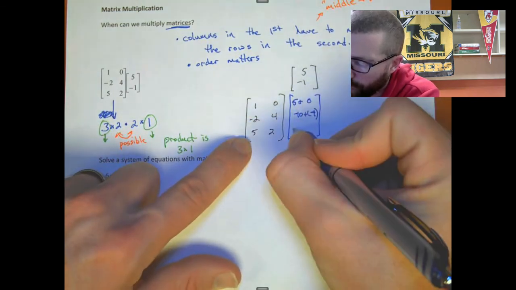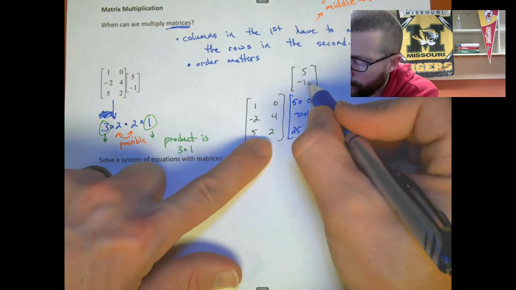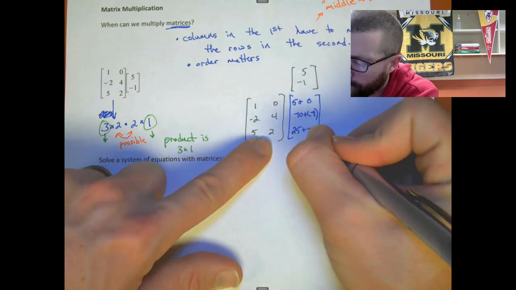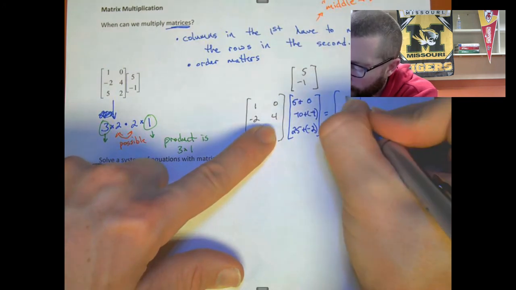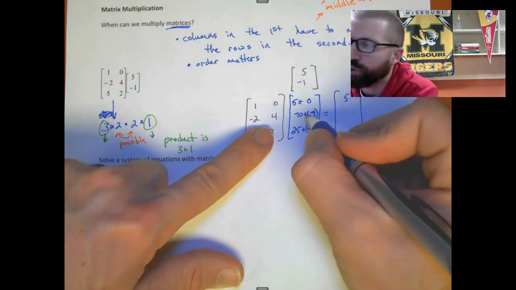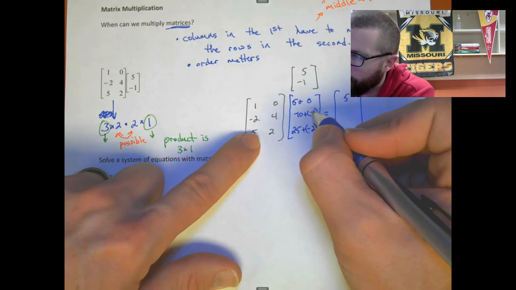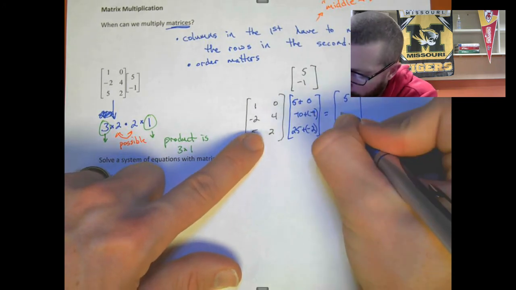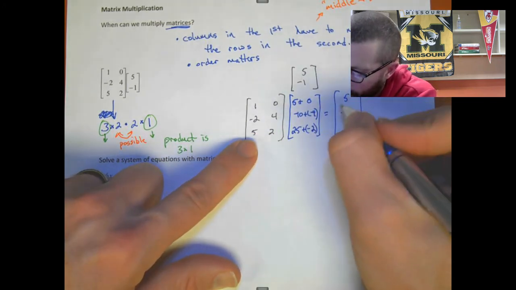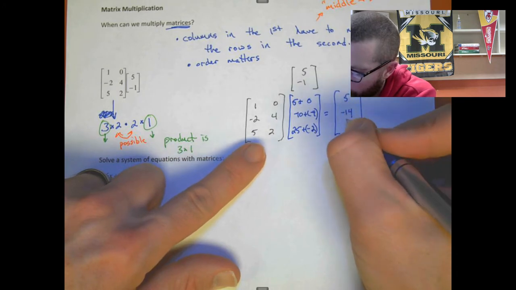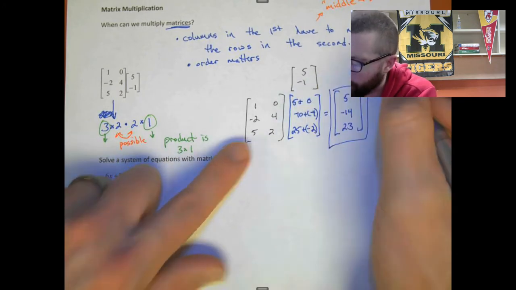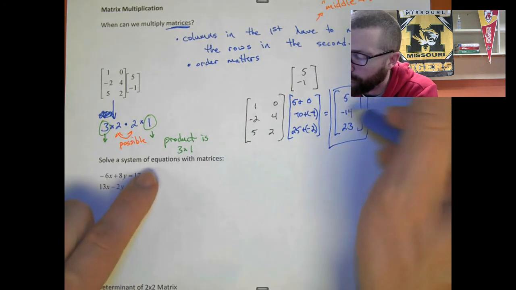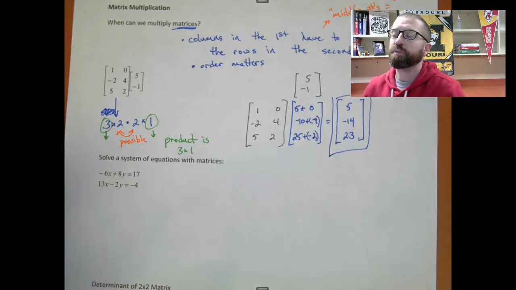5 times 5 is 25. And then 2 times -1 is -2. And then simplify, so add those together, and you get 5. Oh, sorry, that's not very neat. What was that? -10 and -4 is -14. And then 25 minus 2 is 23. And so there is your product. Notice it's 3 rows by 1 column, which is what we expected.